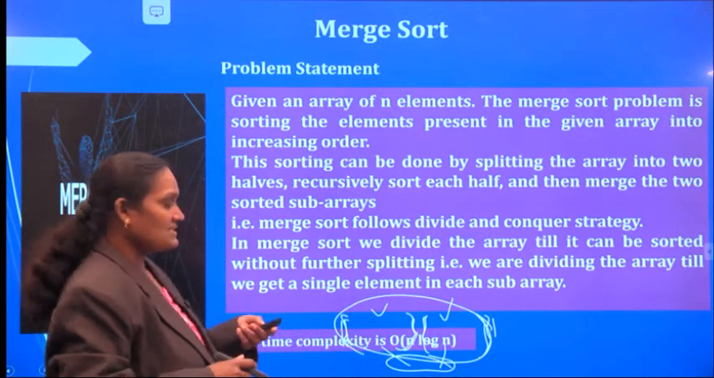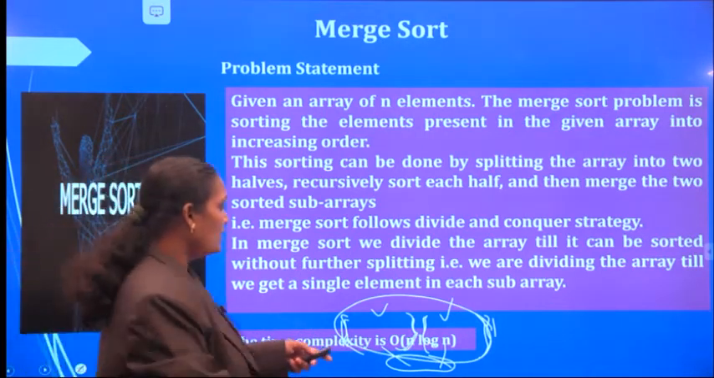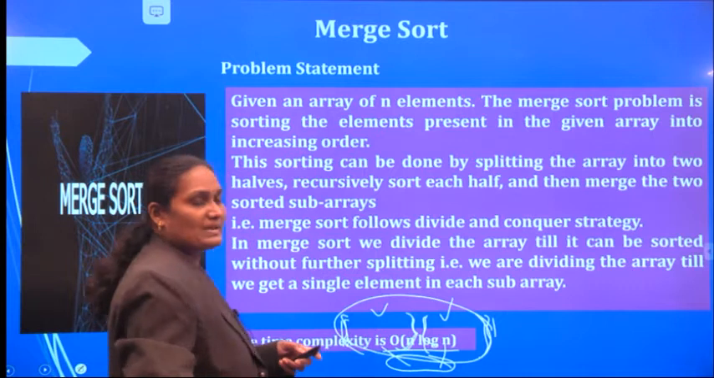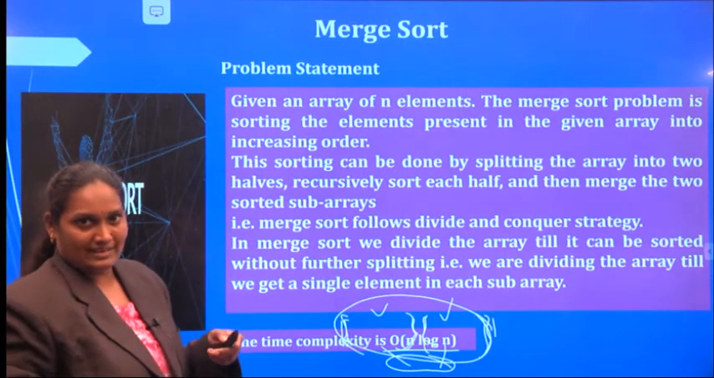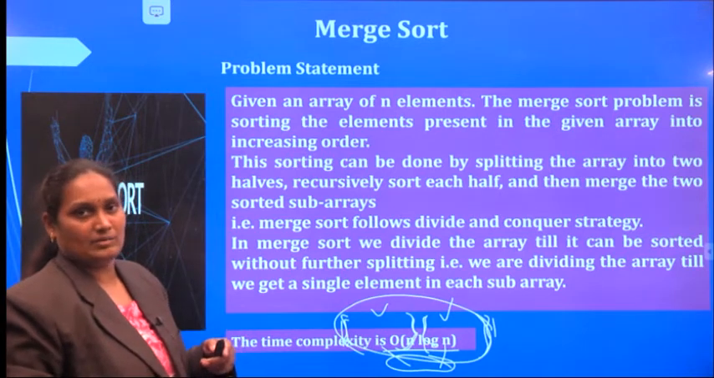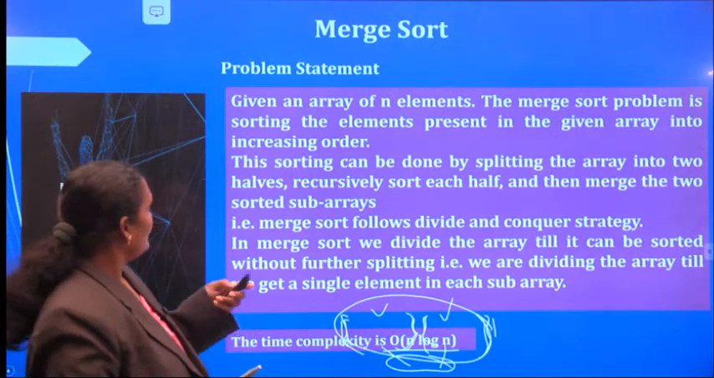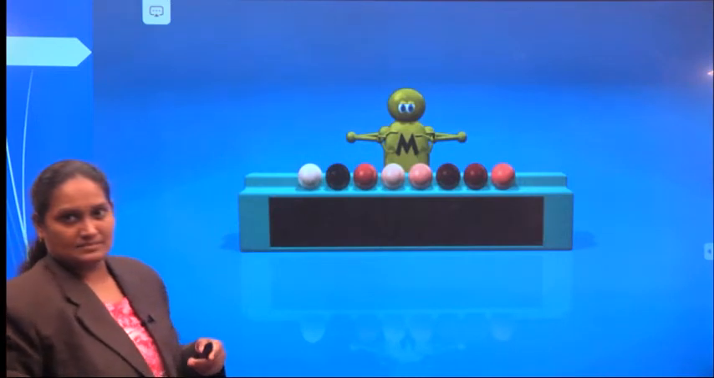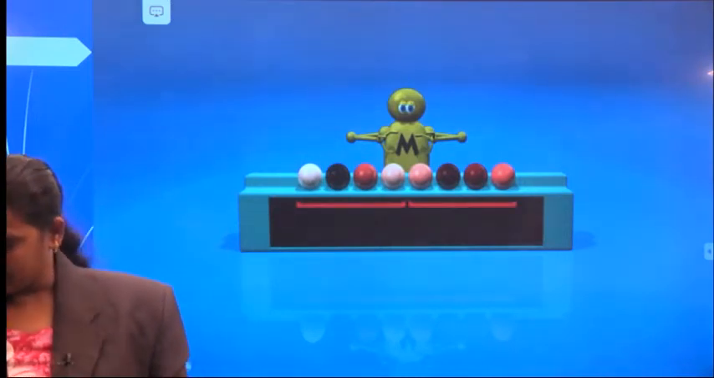Now, the time complexity of merge sort becomes big O of n log n. How it becomes big O of n log n, I will explain while we talk about the time complexity. Now, let us see that to perform the merge algorithm, we need the two halves to be sorted.